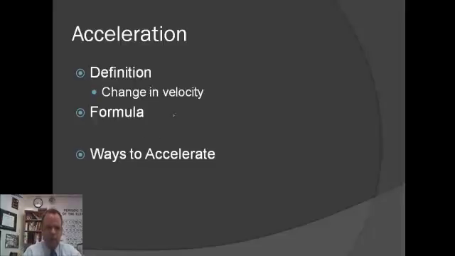The basic formula for acceleration is acceleration equals the change in velocity over the elapsed time. We will commonly rewrite this change in velocity as final velocity minus initial velocity, and generally our initial time is 0, so we write it that way.